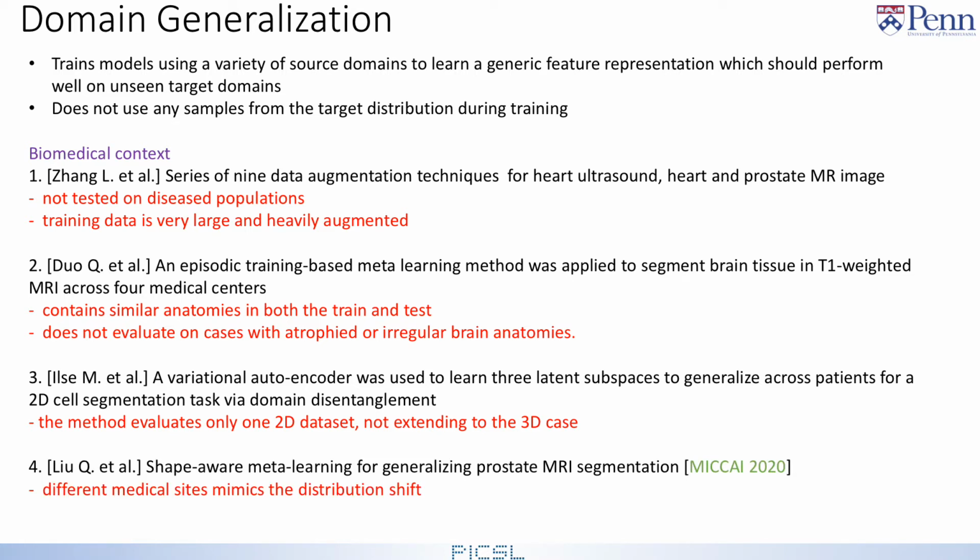In the current MICCAI conference, a shape-aware meta-learning approach to generalize across prostate segmentation has been proposed. This work is similar to ours given that the base algorithm is motivated by the same meta-learning algorithm. Here, different medical sites mimic the distribution shift in the domain distributions, which might limit the generalizability to different settings.